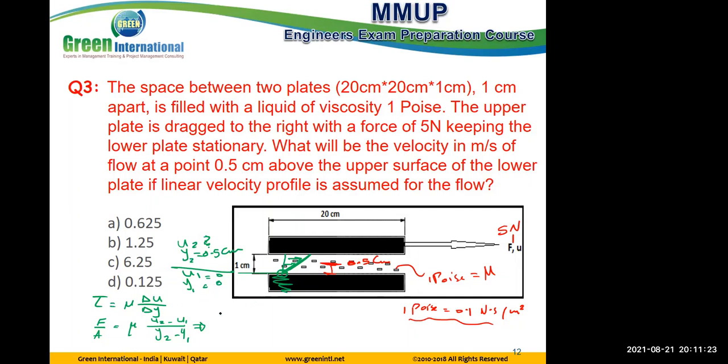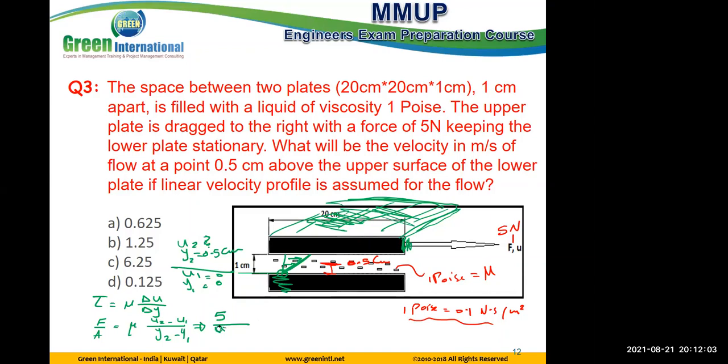So force is 5 Newton, divided by the area. Not circular, this plate. The plate shear is the contact plate. So which area? 1 multiply 20 or 20 multiply 20. Which area is in contact with the flow? The area in contact with the flow is 20 multiply 20. This is the contact area, not this one, which is not in contact with the flow. Here it will be 20 by 20.